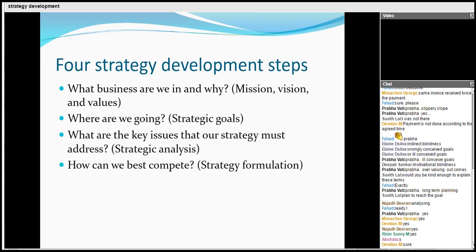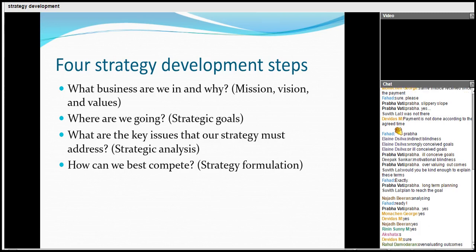The answer to this question is found in the mission of the organization or the business, the vision, and the values. And don't worry about it, I'm going to explain everything. That is why I'm here. The next question is, where are we going? That is the strategic goals.